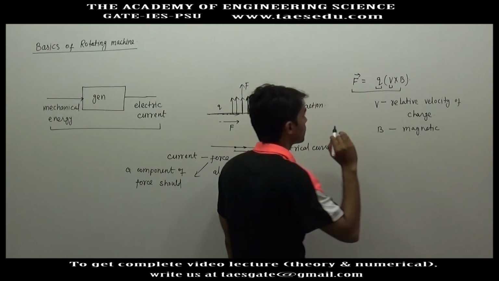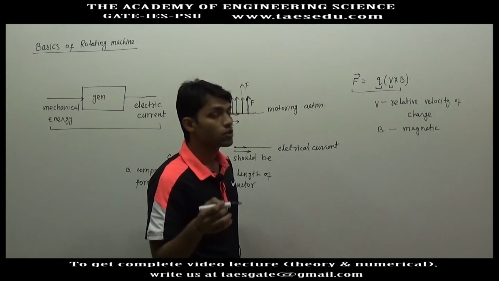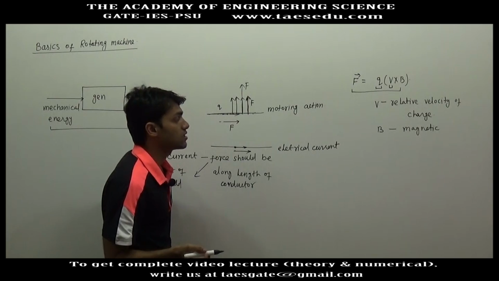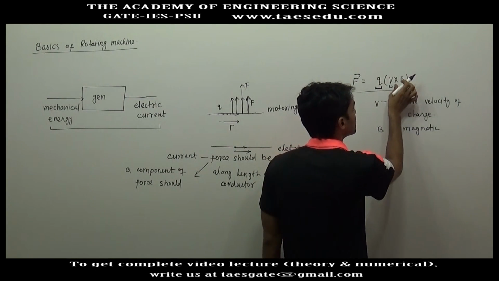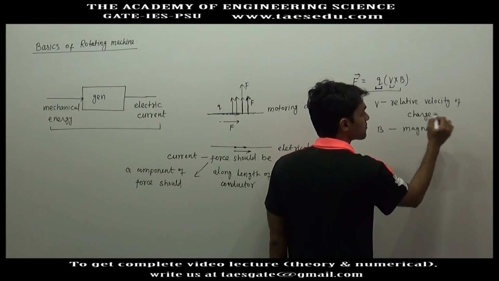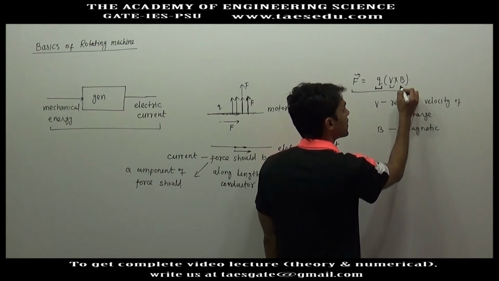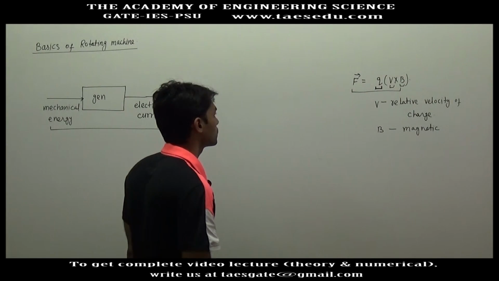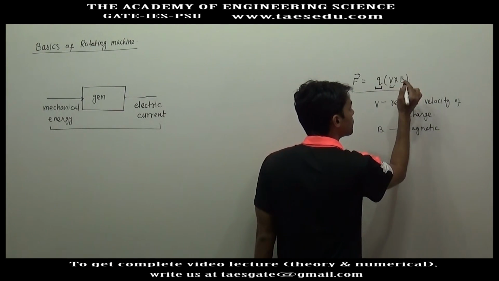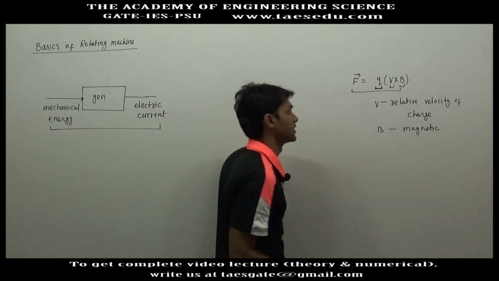So if you want to apply force on a charge, you will have to have charge. Obviously there will be a charge. Then you need relative velocity of charge with respect to magnetic field, and you need magnetic field. So first we will see how we can have a magnetic field.